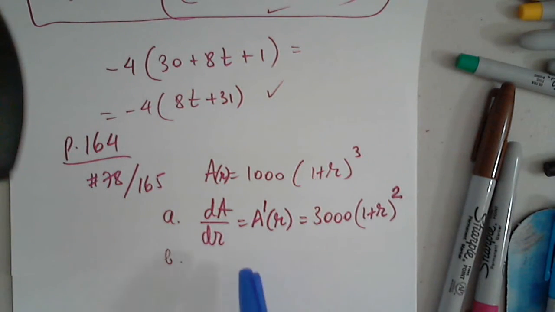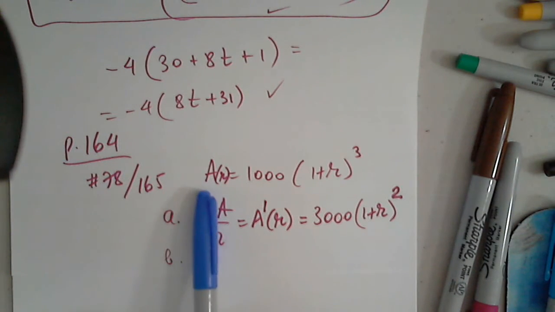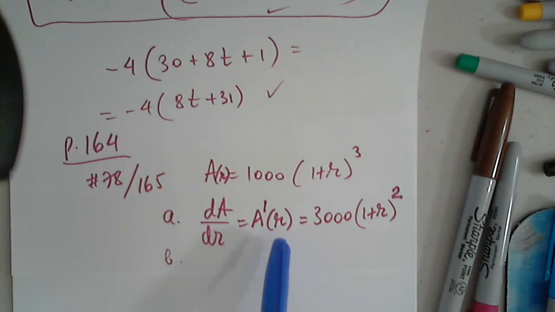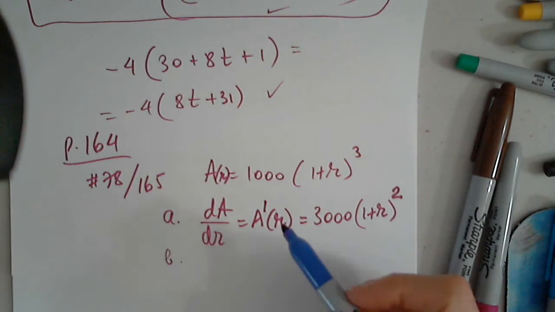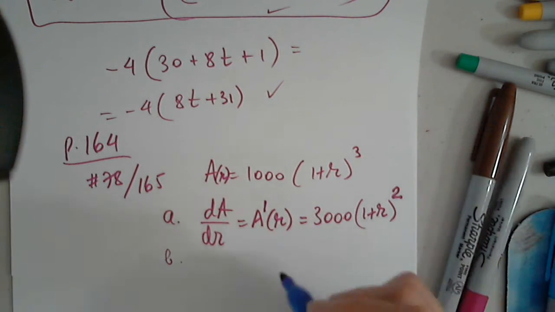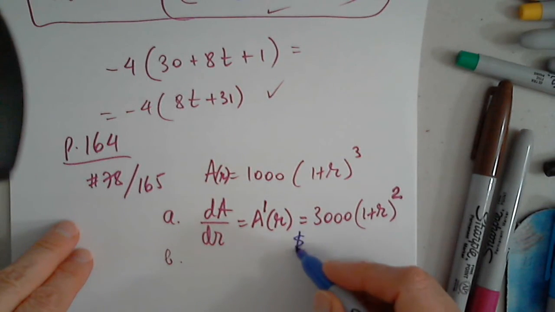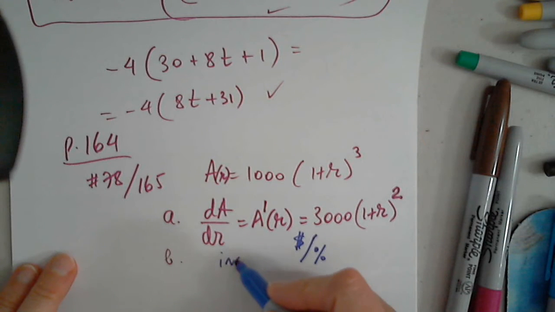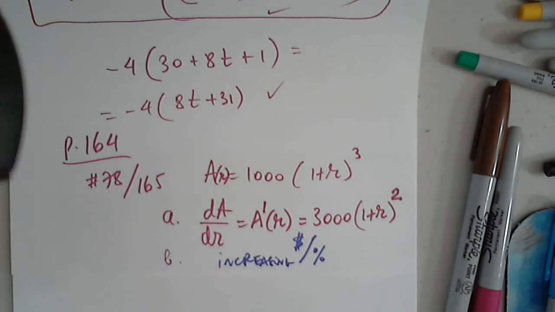So in this situation, it is the instantaneous rate of change of the amount of money with respect to the annual interest rate. Because the annual interest rate is in percent, the measurement unit of this will be dollars per percent. And it's increasing. In other words, as we increase the percent by 1, we increase the amount by whatever that is, calculated for every R.